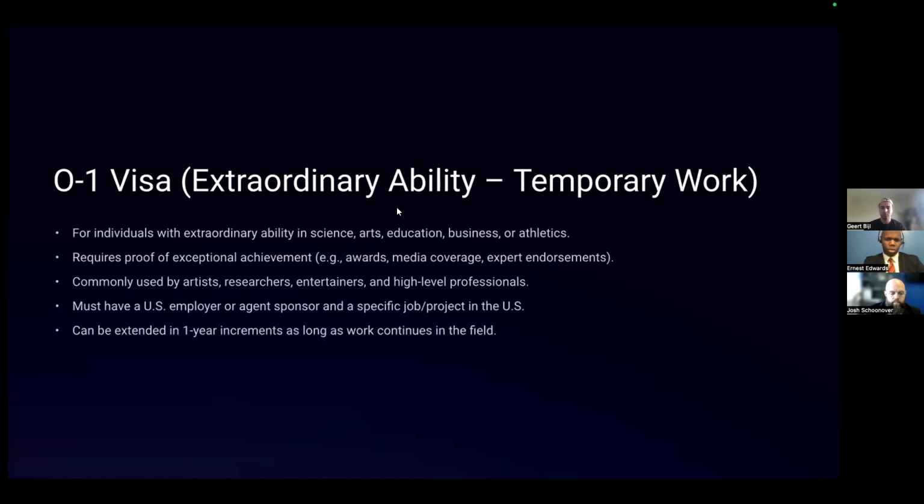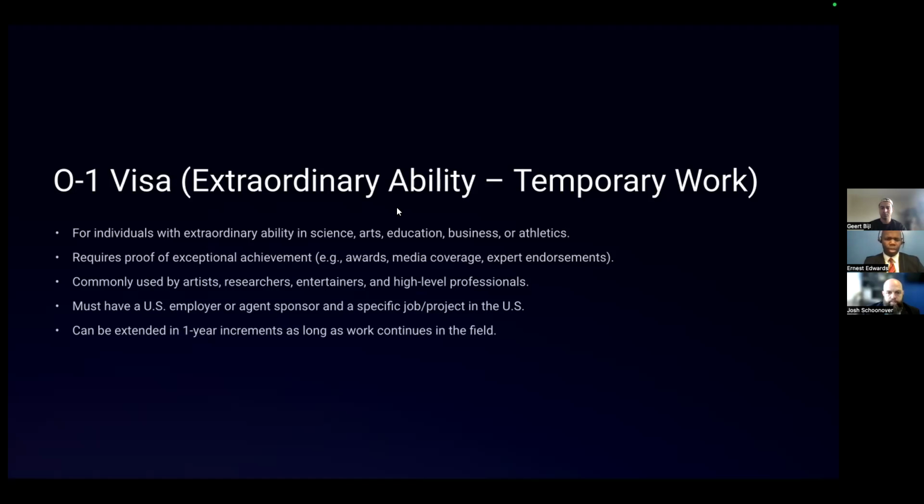There's an O1 visa, which is for extraordinary ability. It's a temporary work visa. This is for individuals with extraordinary ability in science, art, education, business, or athletics. It requires proof of exceptional achievement. Some of the qualifications you can have are awards related to your field of endeavor, media coverage, expert endorsements, published articles that are cited by other professionals, or a high salary. So there are different ways that you can qualify.